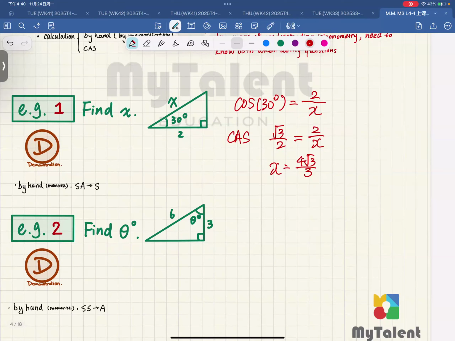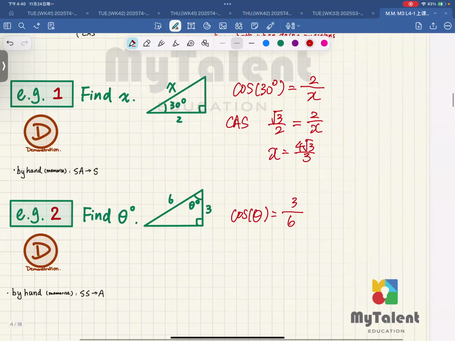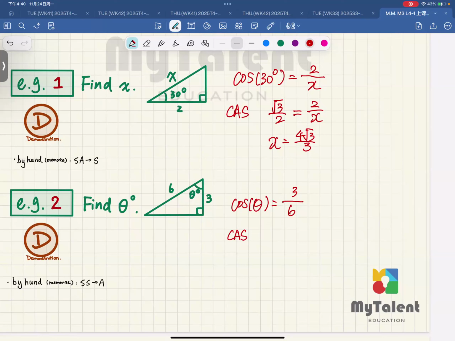Okay, next one. Example 2. Which relationship do we need to use? Cos, very good. So cosine theta is equal to 3 on 6. Then if we use CAS, don't worry about it, we're going to have lessons on how to use CAS. You should use cos -1 of 3 on 6. Just put that into CAS, which is equal to pi on 3, which is equal to 60 degrees.